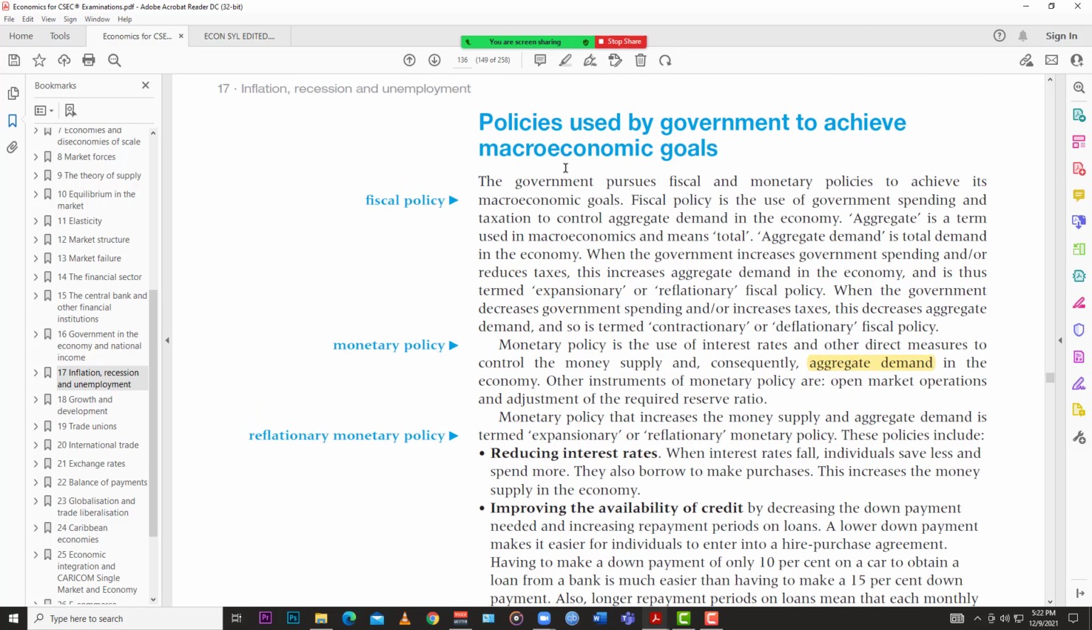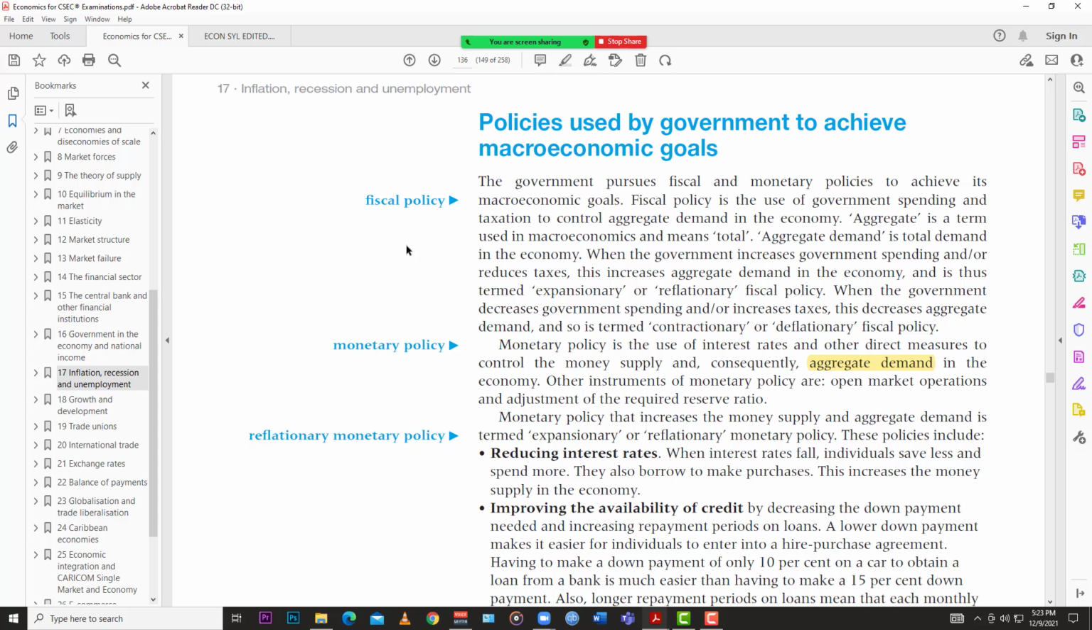So policies used by the government to achieve macroeconomic goals. The first one we have here is what we call fiscal policy. I don't know how many of y'all listen to business news, listen to government people talking, even listen to the politicians out there talking about fiscal imprudence or fiscal responsibility, that kind of thing. Fiscal policy is about how the government spends the money and how they tax the people. That's fiscal policy. It's the manipulation of government spending and taxation to achieve certain broad economic objectives. That's the definition for fiscal policy.